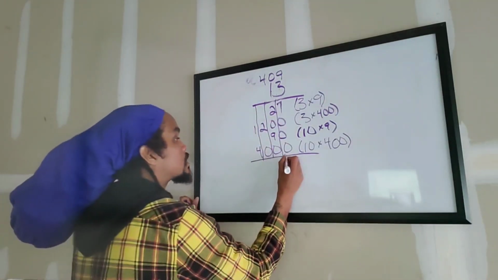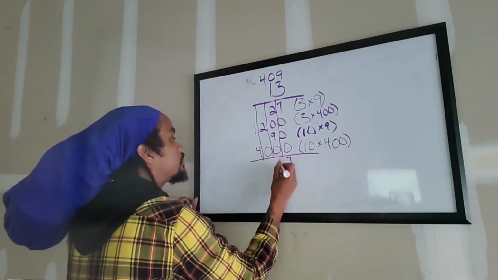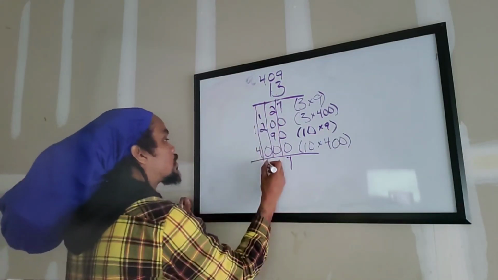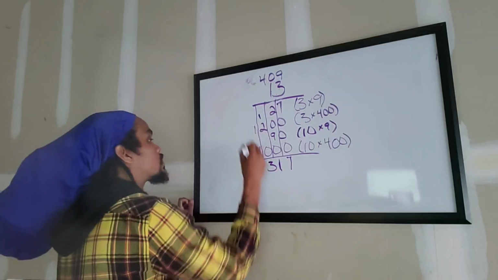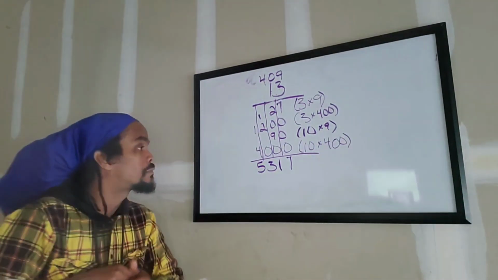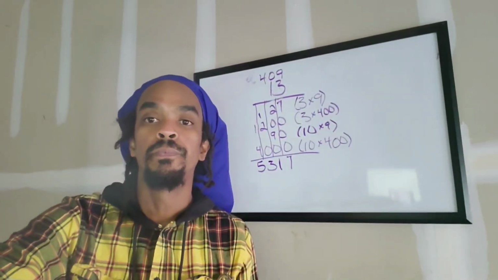7 in the ones place, all by itself. 2 plus 9 is 11. Drop your 1, carry your 1. 2 plus 1 is 3. And now 4 plus 1 is 5. All right, I ain't gonna waste y'all time. Answer is 5,317. Let's move on to problem 2.